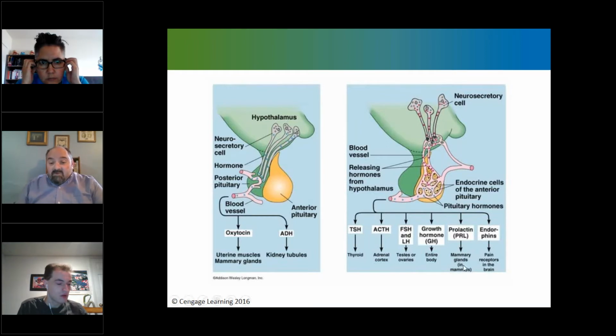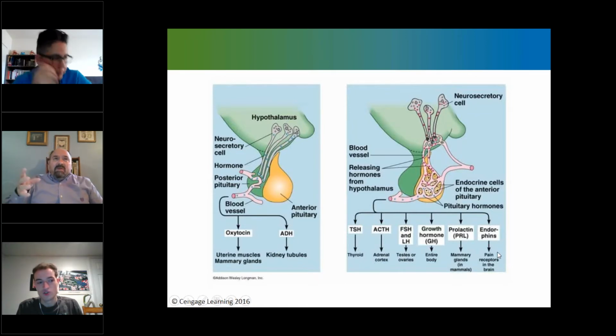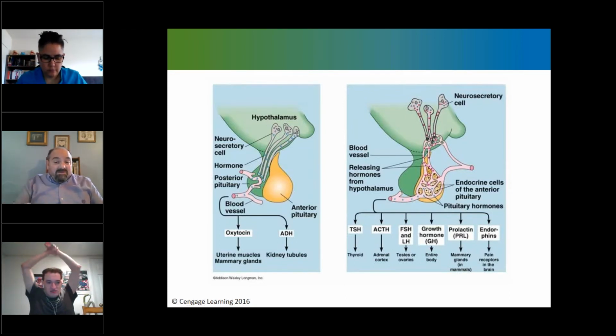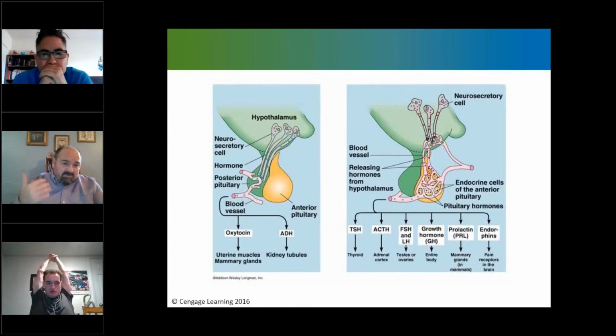Prolactin, again, we said regarding breast milk production. Endorphins: these are not pain receptors themselves, but there are pain receptors present within the body that can respond to these body's natural analgesics. So like you take Tylenol or ibuprofen, endorphins are a natural analgesic produced by the body.